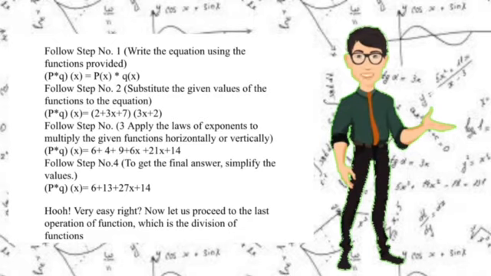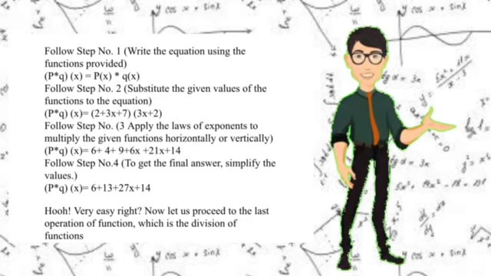Step number 3. Apply the laws of exponent to multiply the given functions horizontally or vertically. p times q(x) equals 6x^3 plus 4x^2 plus 9x^2 plus 6x plus 21x plus 14. Step number 4. To get the final answer, simplify the values. p times q(x) equals 6x^3 plus 13x^2 plus 27x plus 14. Very easy, right?